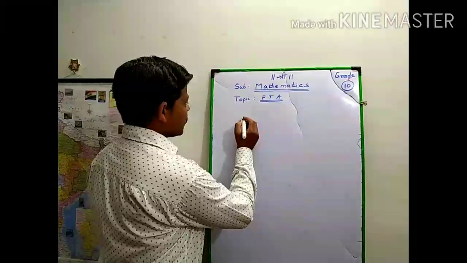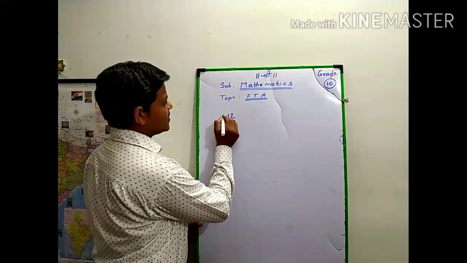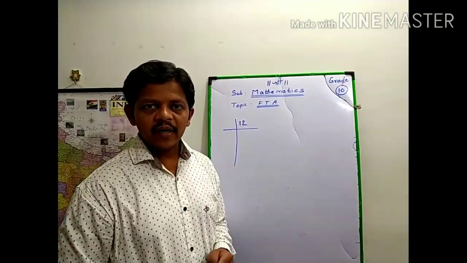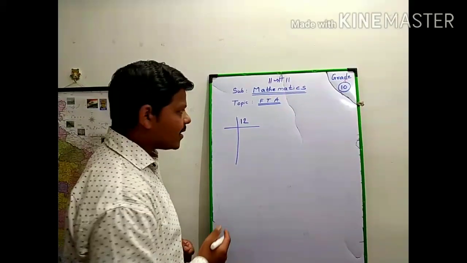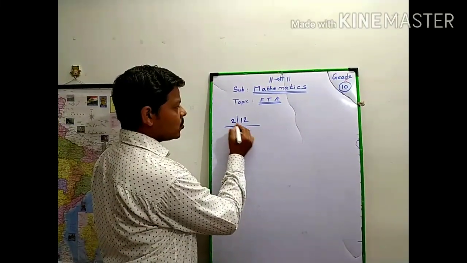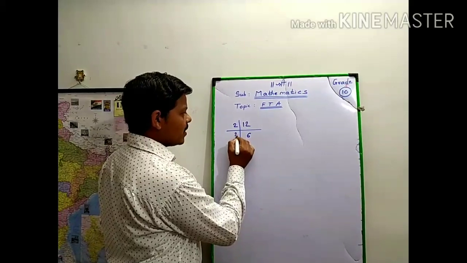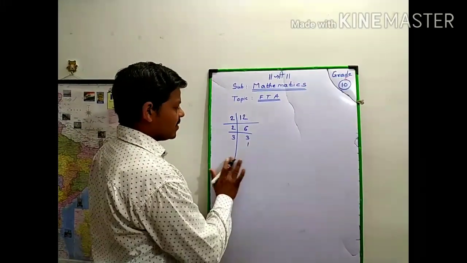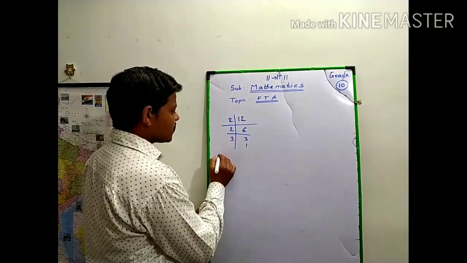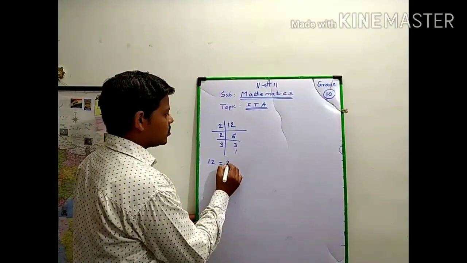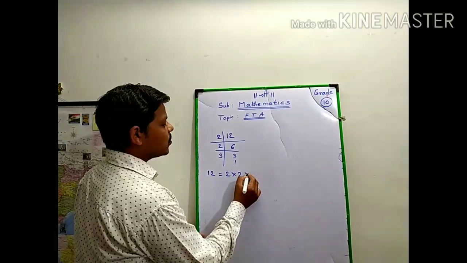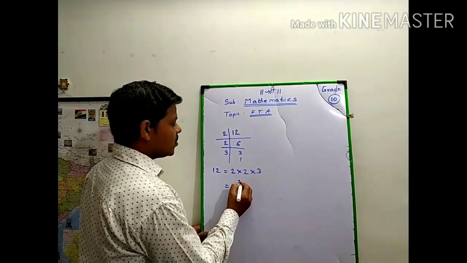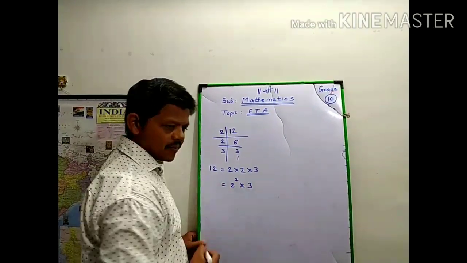So what is this? Just see here. Suppose I try to prime factorize the number 12. If you try to find the prime factors of 12, how do we start? 2. We start with 2. 2 sixes are 12, 2 threes are 6, and 3 ones are 3. These are the prime factors. How do we write it now? 12 is equal to 2 into 2 into 3, and 2 into 2 we can write as 2 square into 3.